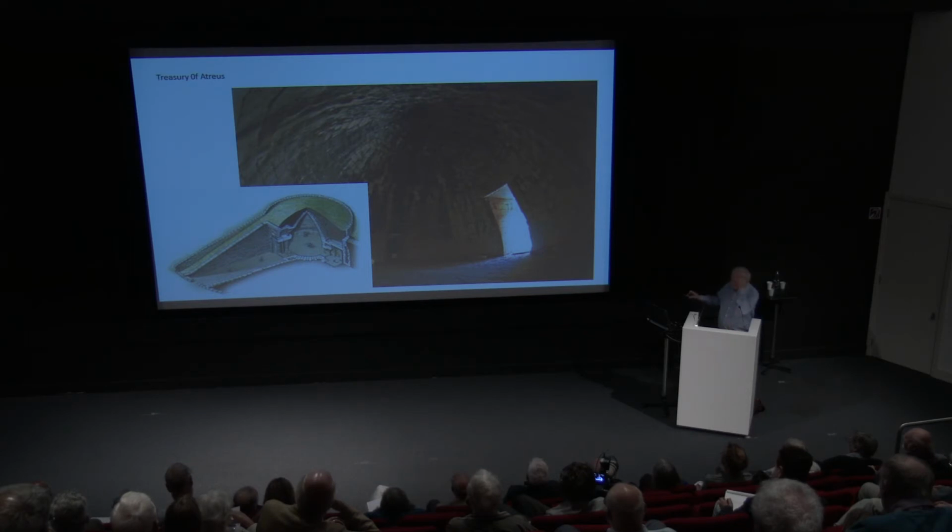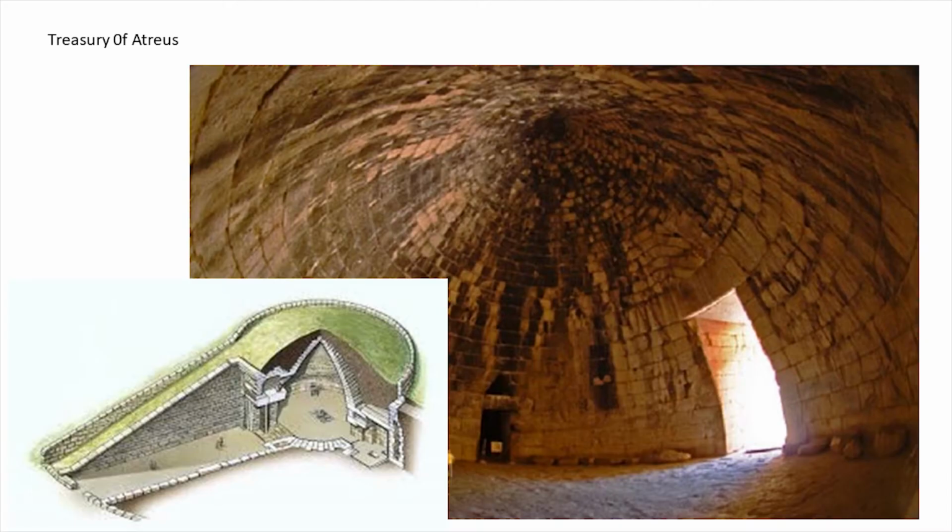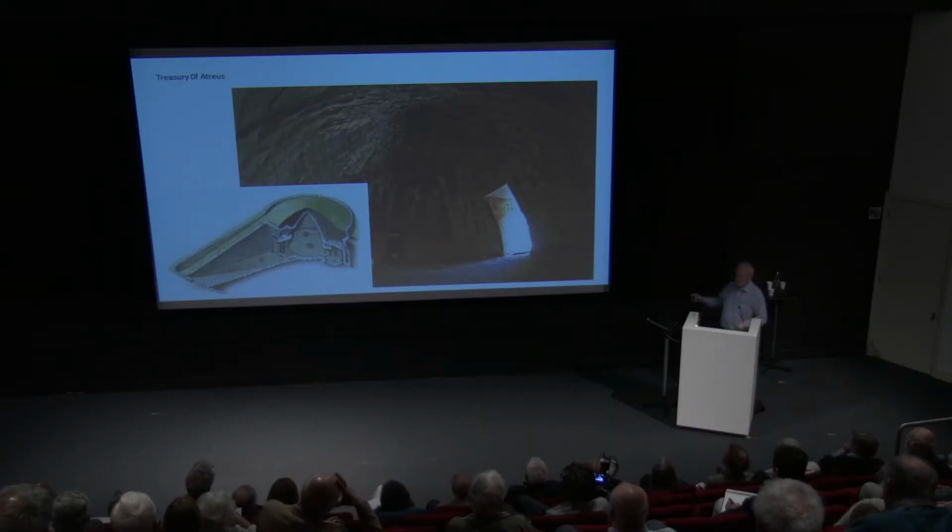Treasury of Atreus, largest unsupported roof in Europe for something like 1,200 years, still standing. It's not until the Romans invented concrete domes that this was surpassed. This is contained within a cylindrical hole cut through a hillside, so the hill itself is what's providing support against the lateral forces.